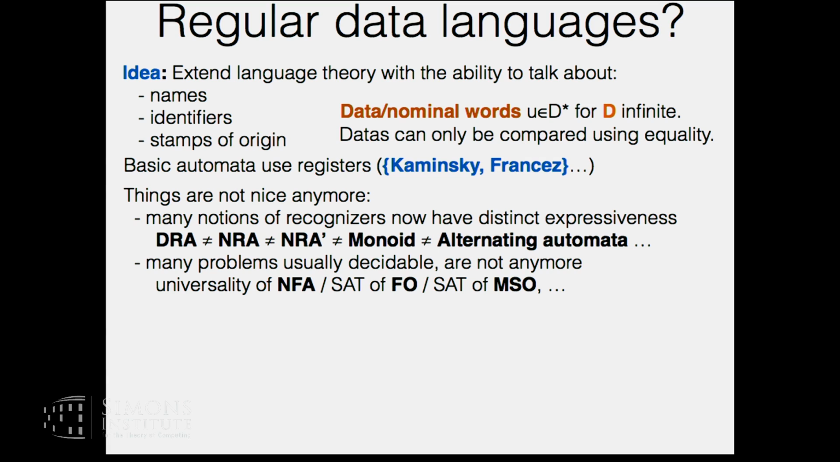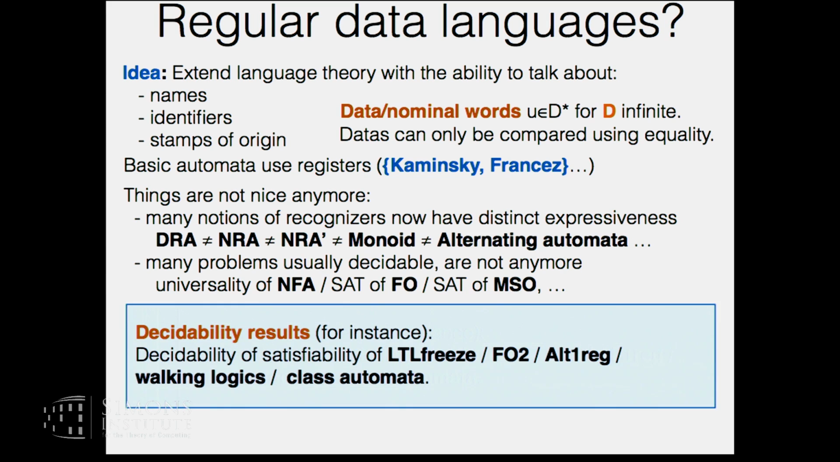So this is the case if you take a non-deterministic register automata: universality is not decidable. If you want to decide the satisfiability of first-order logic, I will talk about what these logics are, it is also undecidable. So things do not look to start very well for having a strong result where two things would be equal.